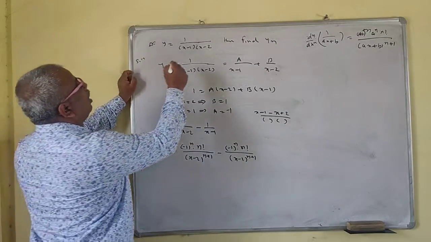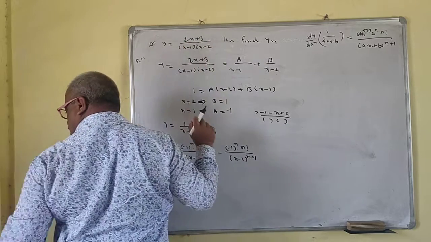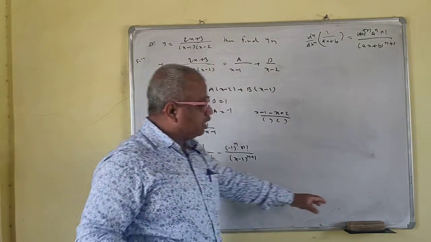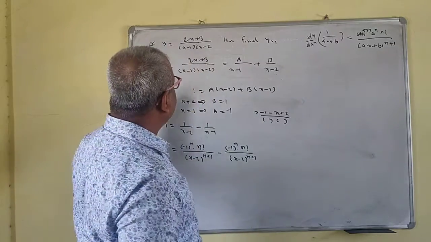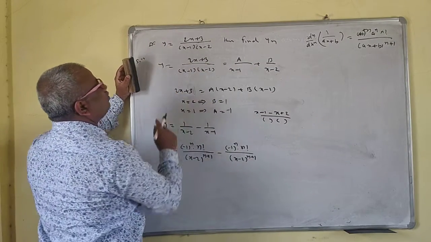Suppose twice x plus 3 is there in the numerator. So what to do then? Again you see the degree of the numerator is less than the degree of the denominator. So here you will get twice x plus 3.